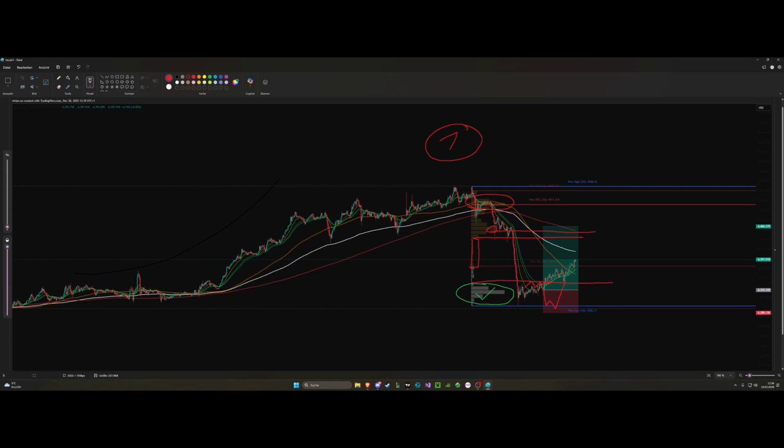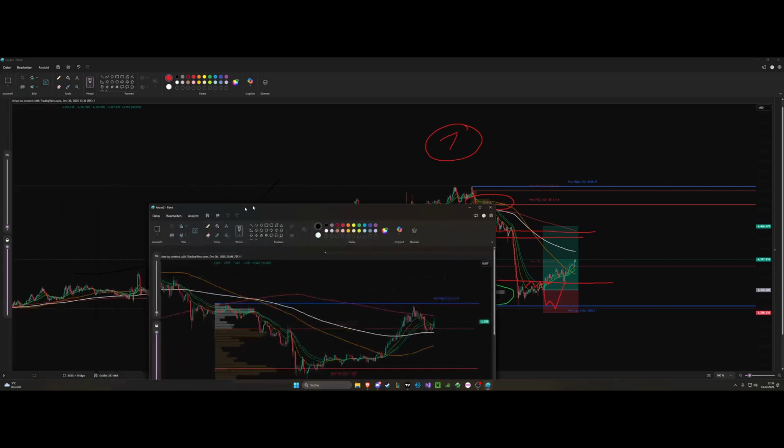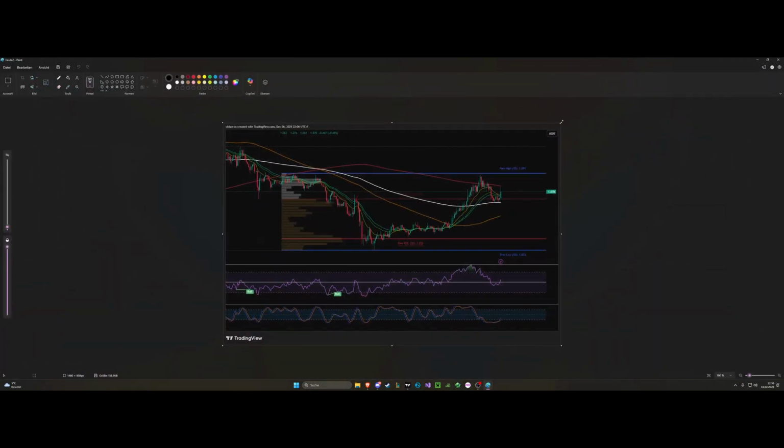Exactly. So now the second scenario that I have for you guys, it's quite similar.